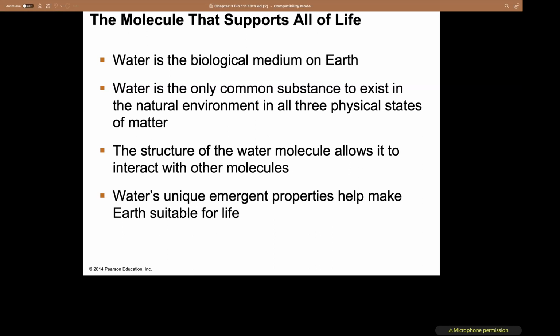All right, so water is a biological medium on Earth. It is the only common substance to exist in the natural environment in all three physical states: liquid, solid, and gas. The structure of the water molecule is what makes it special and able to interact with not only other water molecules, but other polar molecules also. There are unique emergent properties that we're going to go over. We're going to go over 4 of water's properties that make Earth suitable for life.